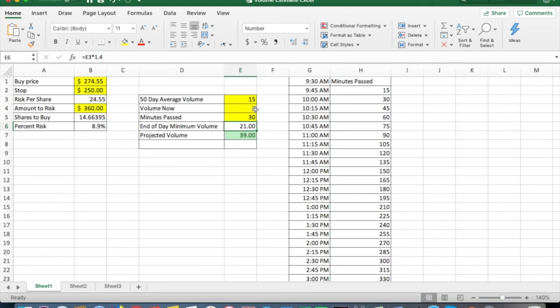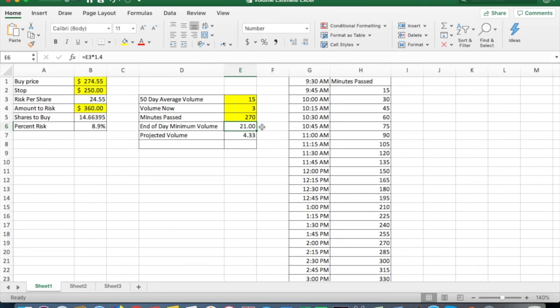If it's something where I saw something like this, like a stock had 3 million shares traded, and it was at 2 o'clock, and I put 270 in, right? You see this stock is projected to have very low volume. So I'm going to say I'm going to pass on that. This is not a stock I'm going to watch today. I want more volume coming in.